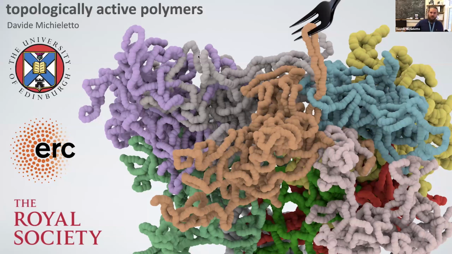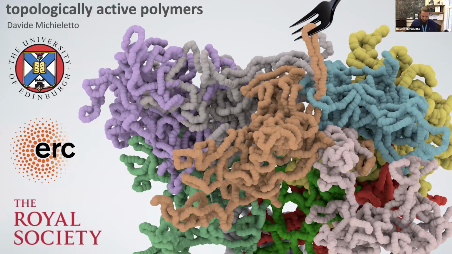Thank you. So today I'm going to tell you about topologically active polymers, and in particular I will focus on this, which is the name of my group. Perhaps by the end you will see what I mean by topologically active polymers. My group is funded by the European Research Council, ERC, and the Royal Society, and recently we received some more funding from Leverhulme to do the machine learning part, which I will tell you about in the second part of this talk.